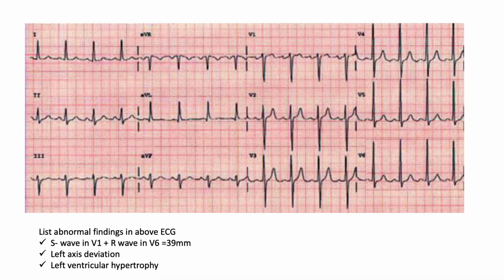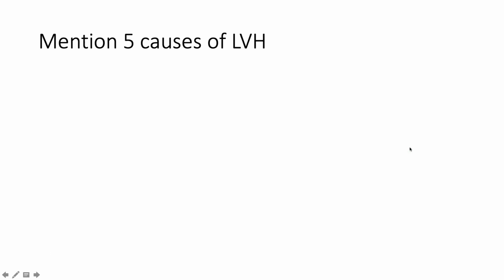What is happening here, peeps? So we note that according to the Sokolow-Lyon index, if we're going to add the S wave in V1 plus the R wave in V6, and if it's greater than 30 millimeters, that's left ventricular hypertrophy. So indeed that is the case in this ECG.